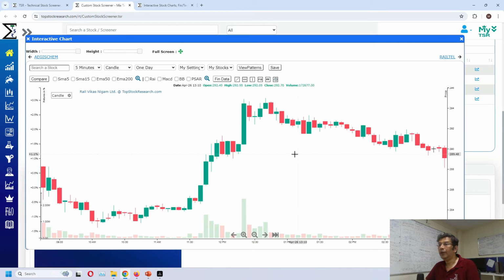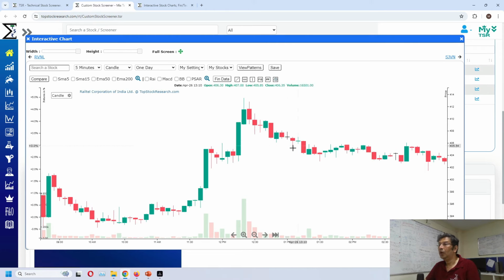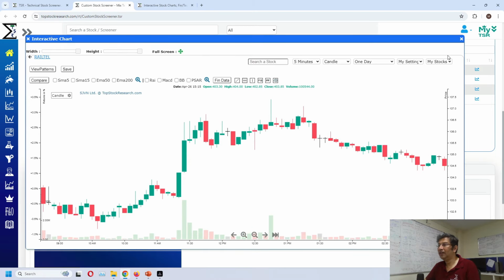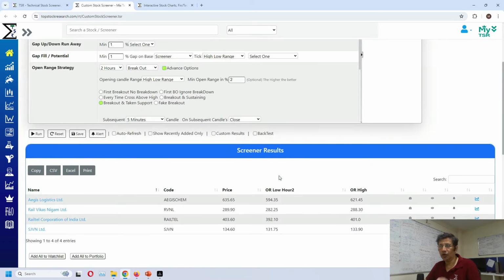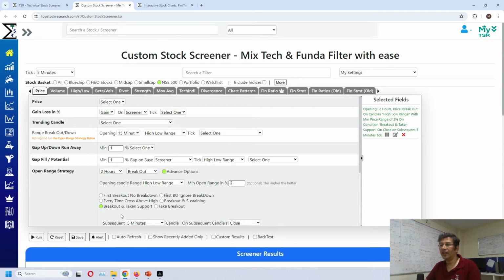Another example where open range is broken, and this is not a very good example. Over here, once the open range is broken, it is hovering around support. So not a great example out here, but this is how you can use open breakout and taken support.